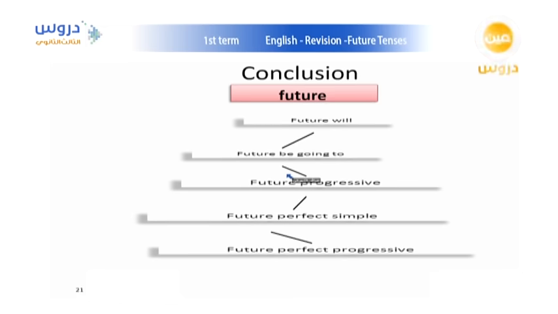And here we reach the conclusion of our class: the future, future will and future be going to, the future progressive, the future perfect simple, and the future perfect progressive. And if you have any comments or any questions, feel free to ask.